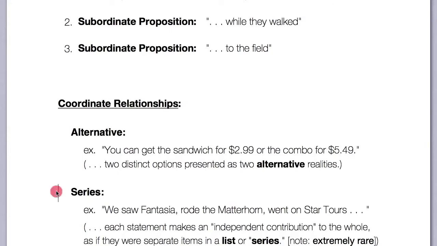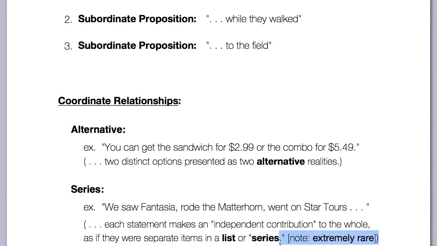In a logical series, you might be thinking of something like a story or a list. Maybe some children that went on vacation would tell their grandparents, "It was a great vacation. We saw Fantasia, we rode the Matterhorn, we went on Star Tours." And each statement, you'll notice, is making an independent contribution to the whole, as if they were separate items in a list or a series.